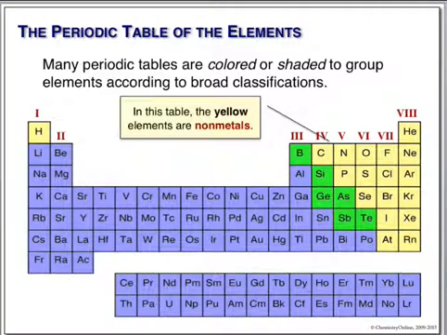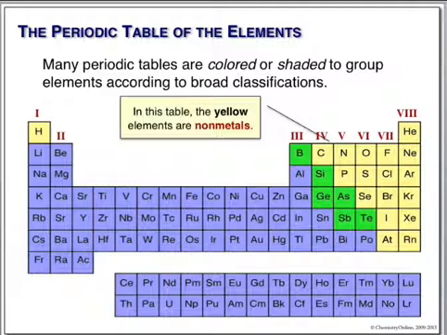Over here we have a group that are yellow. Those are called nonmetals. They are insulators, if you will. They do not conduct electricity, they are not malleable. Their chemical properties are totally different than metals. So these guys over here are the nonmetals.